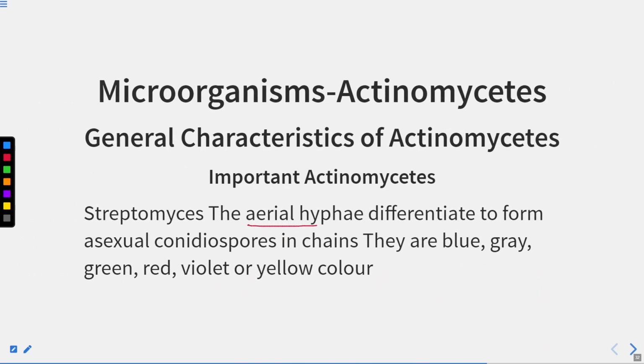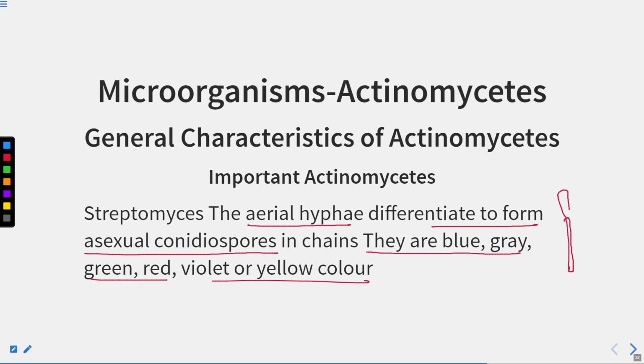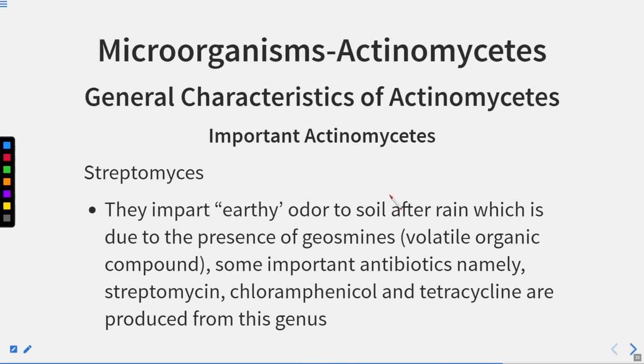Streptomyces, like the aerial hyphae, differentiate to form asexual conidiophores. In the chain, they are blue, gray, green, red, violet, yellow in color. So the aerial mycelium gives rise to conidiophores like this, and they bear conidia-like structures, exogenous spores. These are the exogenous spores. So this is the unique feature of Streptomyces.